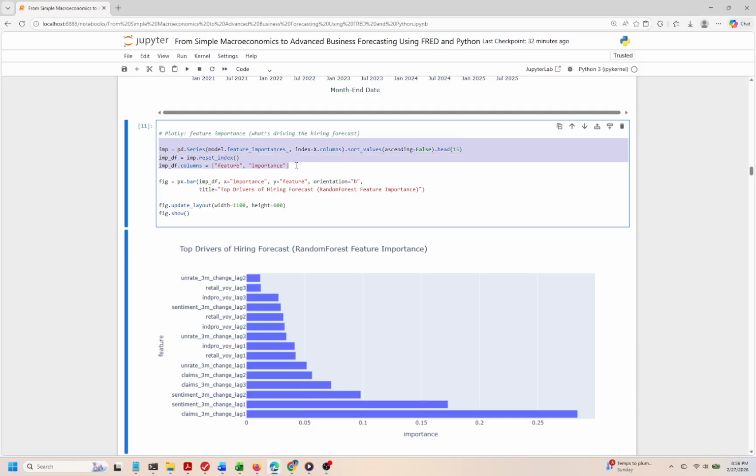These importances quantify the contribution of each feature in predicting the hiring outcomes. We're particularly interested in sorting these values in descending order, which allows us to highlight the most impactful variables. After we sort the series, we take the top 15 features that stand out the most. Next, we convert this series into a data frame for easier manipulation and clarity in our visual representation. We reset the index and rename the columns to feature and importance, making it straightforward to interpret in our plot.